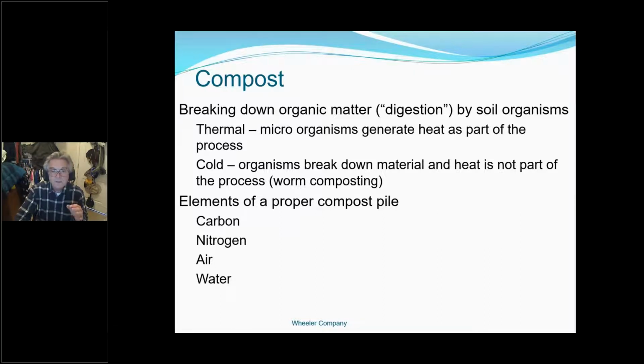But right here, the carbon is formerly living things, plant material. The nitrogen comes in the form of green, formerly living things. This would be green leaves and grass clippings. Air, we have to turn it over occasionally to get air in there, and we water it. We don't want our compost pile to ever dry out. Next.